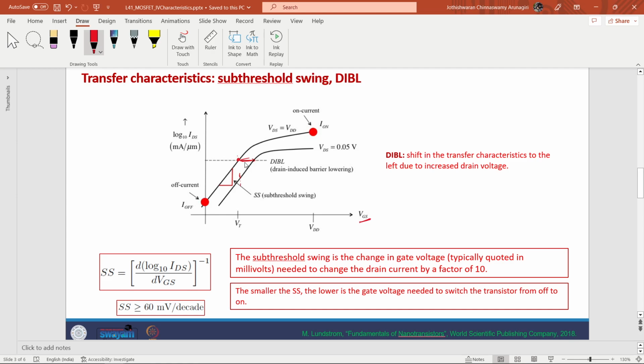And sir, in that we also studied that because of DIBL the drain cannot accumulate all the electrons from the source side, and because of that we get less current. Yes, you're correct.